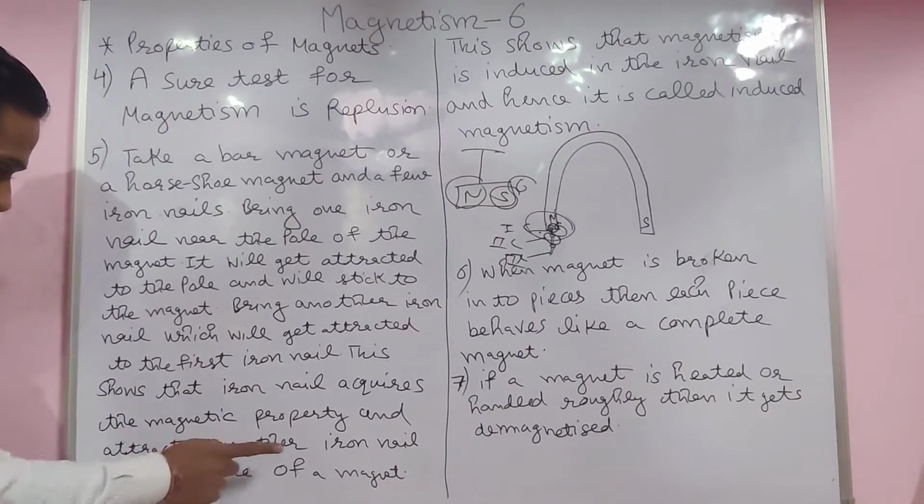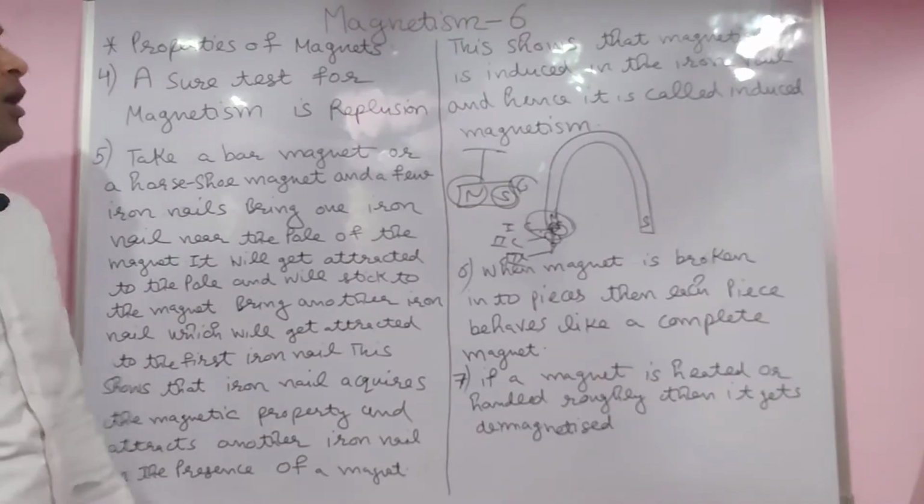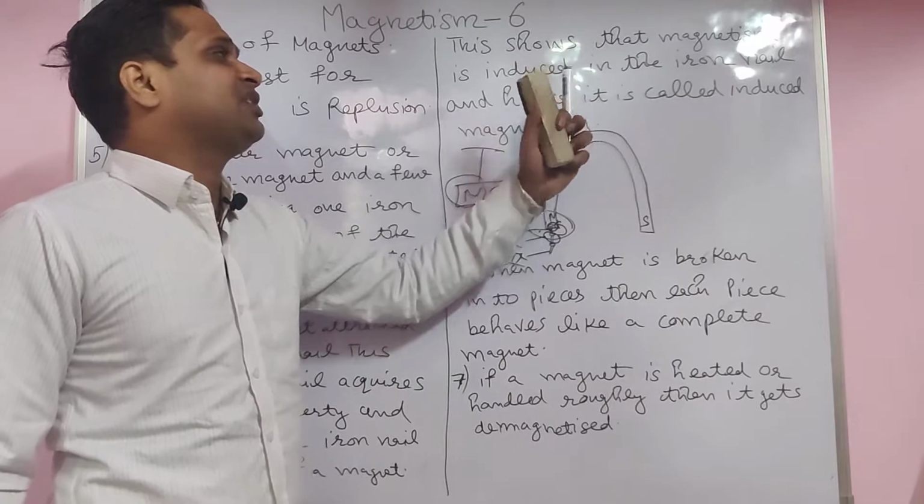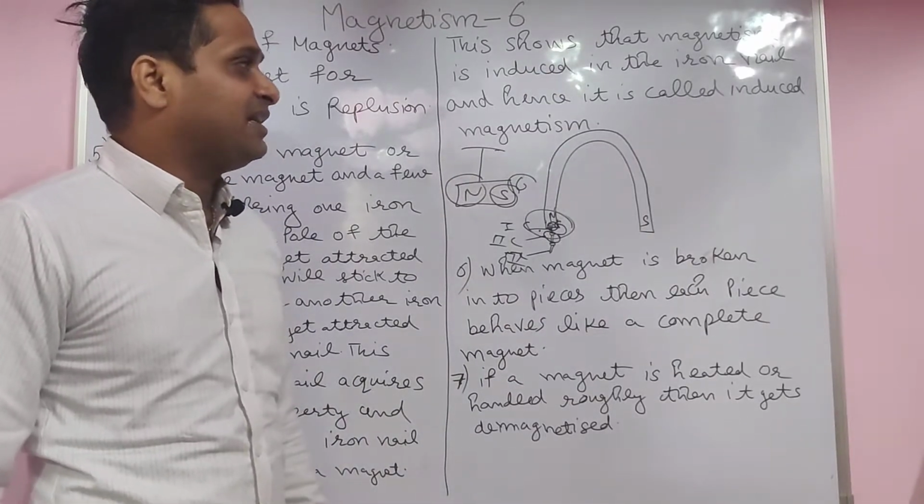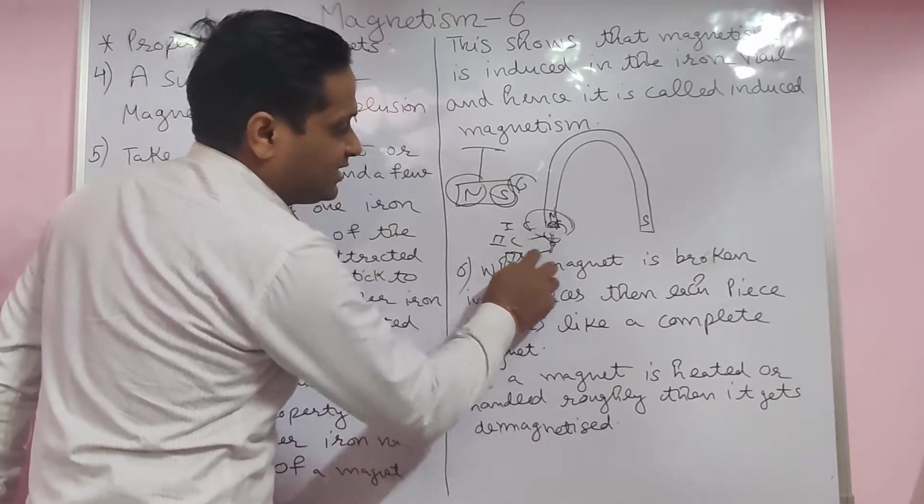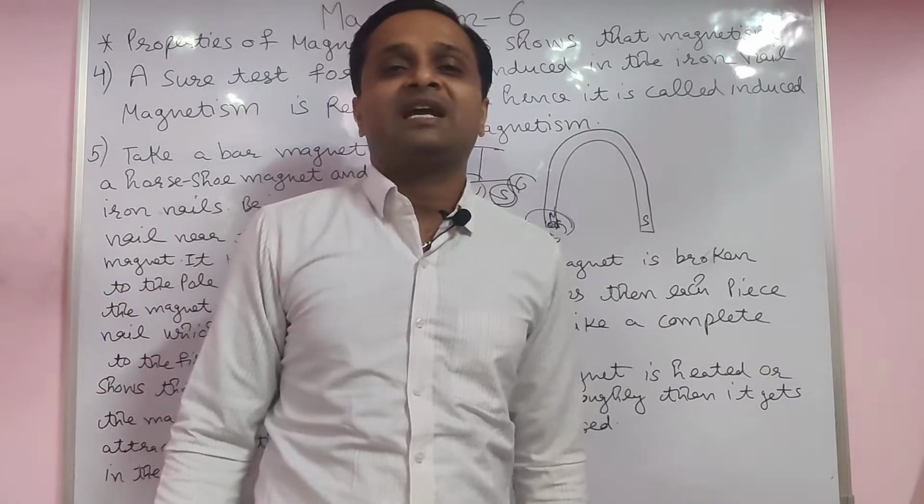The attraction of another iron nail is due to the presence of a magnet. This shows that magnetism is induced in the iron nail. Hence it is called induced magnetism. In these other iron nails, the magnetism is induced. Keep in mind, induced magnetism.